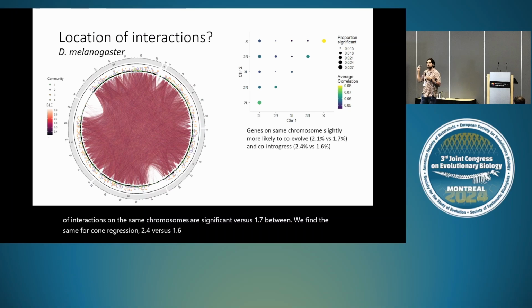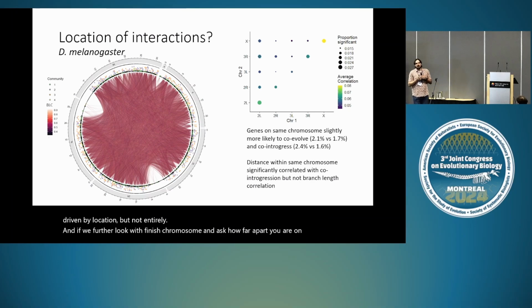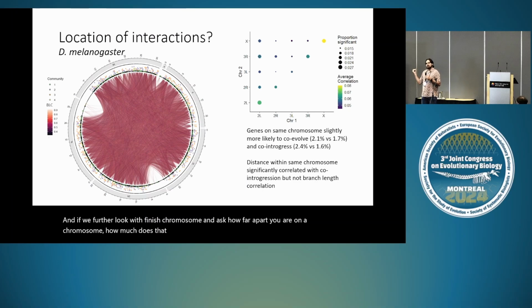Both of these patterns are somewhat driven by location, but not entirely. If we further look within each chromosome and ask how far apart you are on a chromosome, how much does that determine whether you either co-evolve or co-introgress? It is significantly correlated with co-introgression. Yay, that makes sense. Things near each other in chromosomes should co-introgress. It's not with this gene-gene branch coevolution.